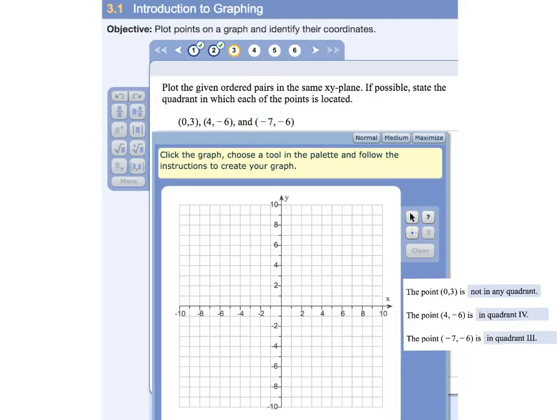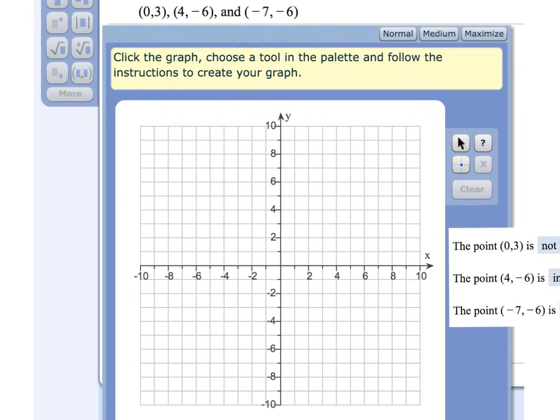So now they're doing it in reverse. Now they're giving us the ordered pairs, and we are supposed to put the points where they're supposed to go. So start with 0, 3. 0, 3 means we don't go to the left or right, but we go up 3. So that's right there. And then 4, -6 means we're going to go to the right 4, down 6. So that goes right there. So that is 4, -6.